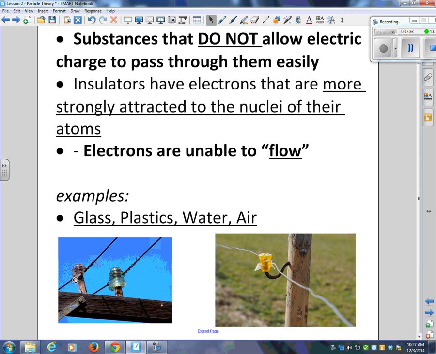Some of you may have seen these. What is that? That's an insulator. It's like a glass thing. These are old. They sit on the top of hydro poles, right? They make sure that the electricity doesn't jump from the wire to the post. It might start a fire.